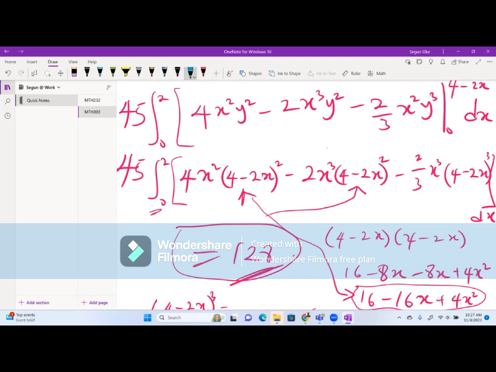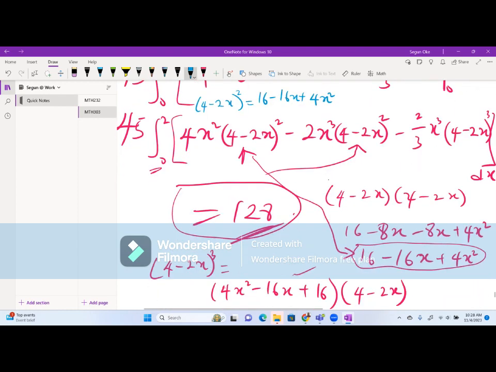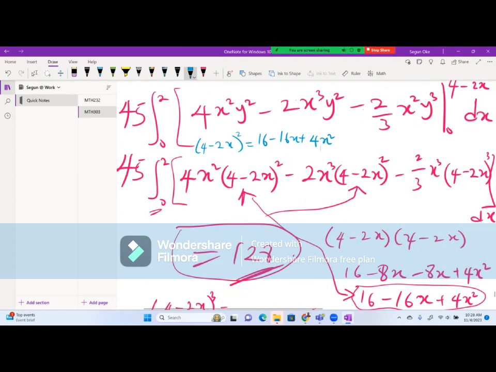So the first expression is what I was telling you, where you have 4 minus 2s all squared, substitute this one there. 16 minus 16x plus 4s squared. Are you getting it now? So just substitute it here and here. Then multiply them with what is outside.